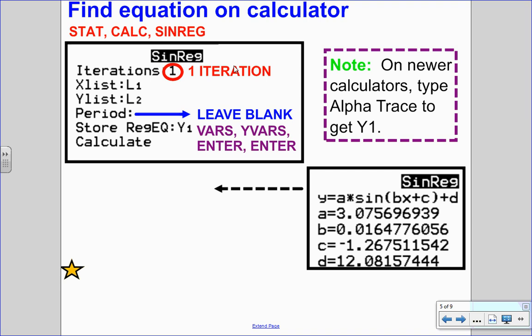We're going to leave this at one iteration. My x values are in list 1, my y values are in list 2. Leave your period blank, and this is really important: we want to store the regression in y1.